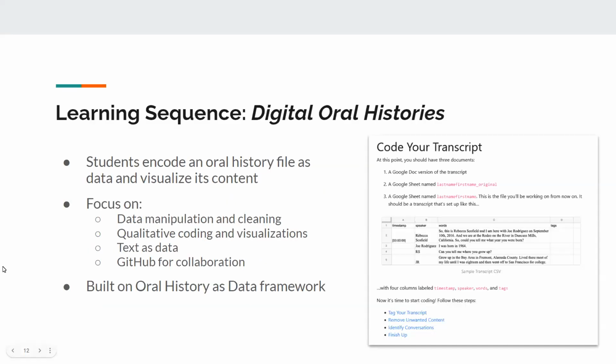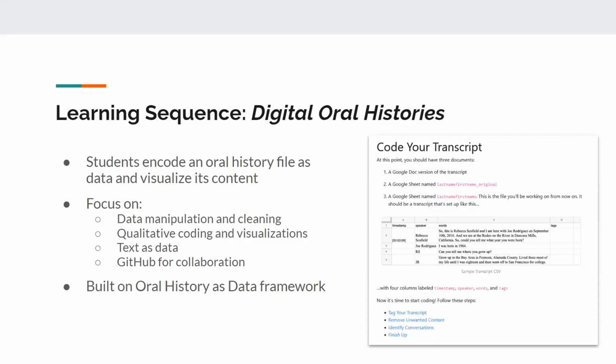So next slide. The next learning sequence is happening at the University of Idaho. This is digital oral histories. The purpose of digital oral histories is going to be to teach students to encode and transcribe oral histories as data files and visualize their content. Its current status is that UI is working with a history professor to prepare the content of this course, which will be taught to undergrad students on the 1960s in fall 2022.